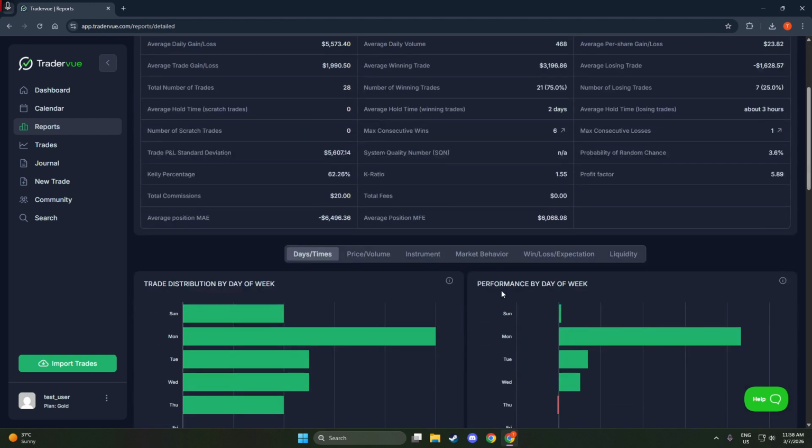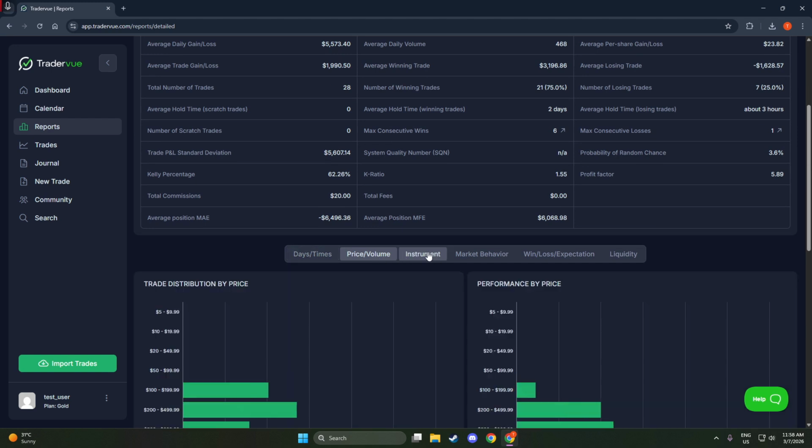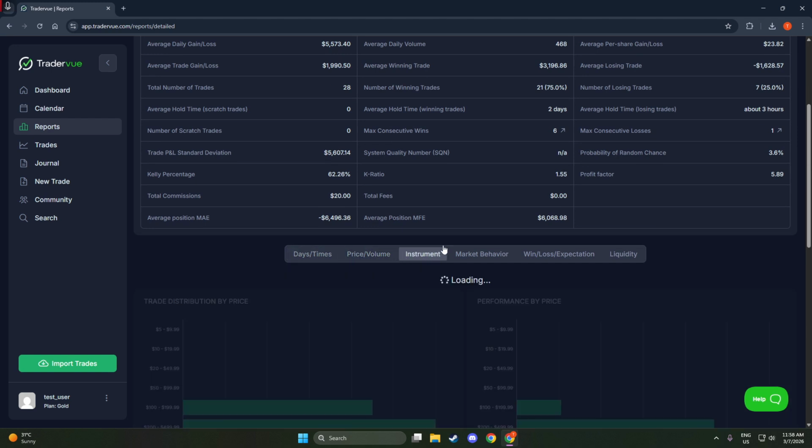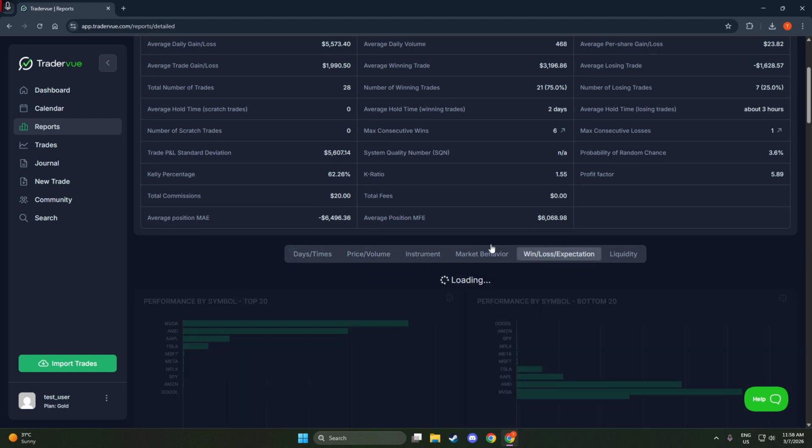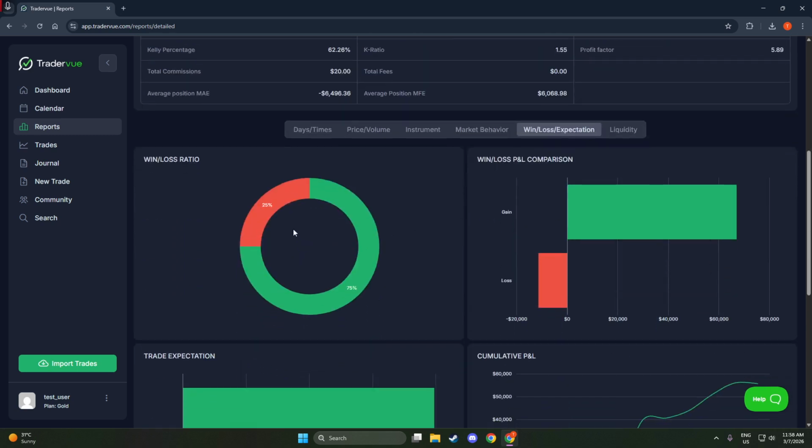To recap, log in to Tradervue, click Reports, choose the Detailed view, and check the Statistics table at the top for average winning trade and average losing trade. Remember, they're based only on closed trades, and they offer a quick, powerful snapshot of your risk and reward in practice. Use them to guide thoughtful adjustments and keep your edge sharp.